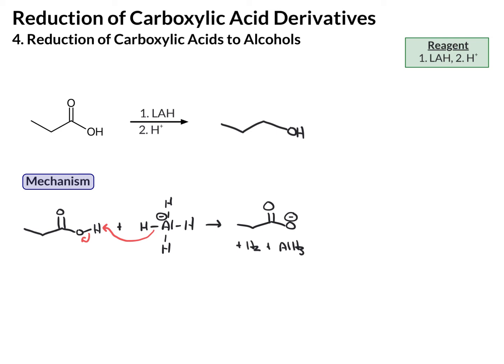At this point, there are some different proposed mechanisms that you can draw to get to the final product. I'm going to show you one variation. So what can happen next is the AlH3 can add to the carbonyl. So let's draw that AlH3 out. So I'm going to do AlH2 and a single bond to one of the hydrides. And I'm going to add this across the CO pi bond.